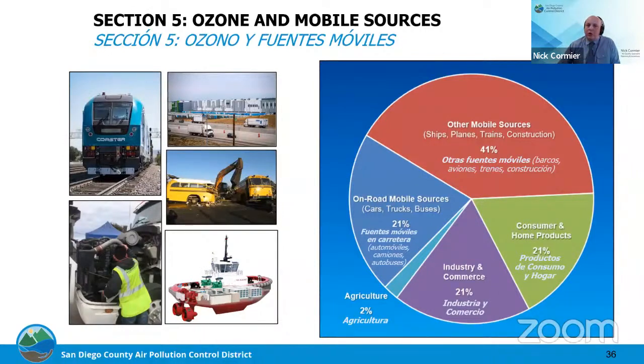Such programs include our Carl Moyer program, which replaces old equipment with cleaner technology. It also includes our mobile source enforcement program to assist CARB in implementing state regulations, and our forthcoming strategy to reduce mobile source emissions from indirect sources like ports and warehouses. Such efforts further technology advancement, help local businesses, and help the region attain ozone standards in a timely manner.